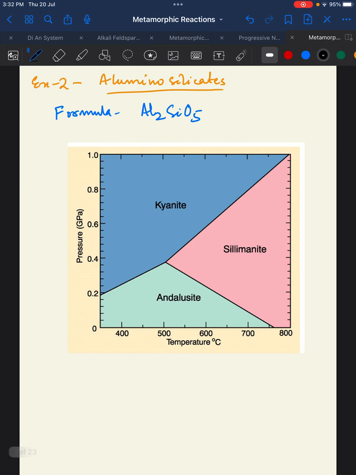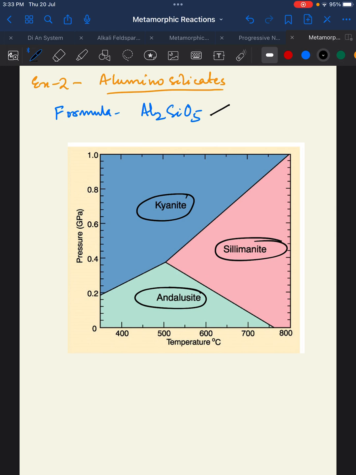We have another example, the aluminosilicates. We know that Al2SiO5 occurs as andalusite, sillimanite, and kyanite. All three have the same formula, but they are polymorphs of each other. They are stable in different pressure temperature conditions. We can see from this pressure temperature diagram that andalusite is generally a low pressure, low temperature mineral, while sillimanite is a high temperature mineral. Kyanite is a high pressure mineral.